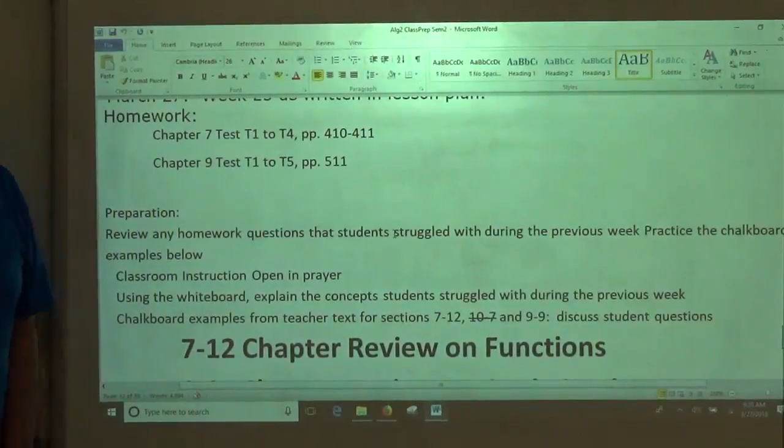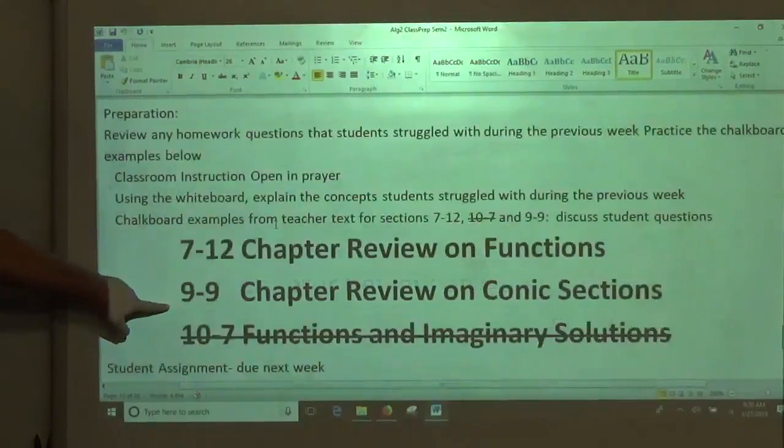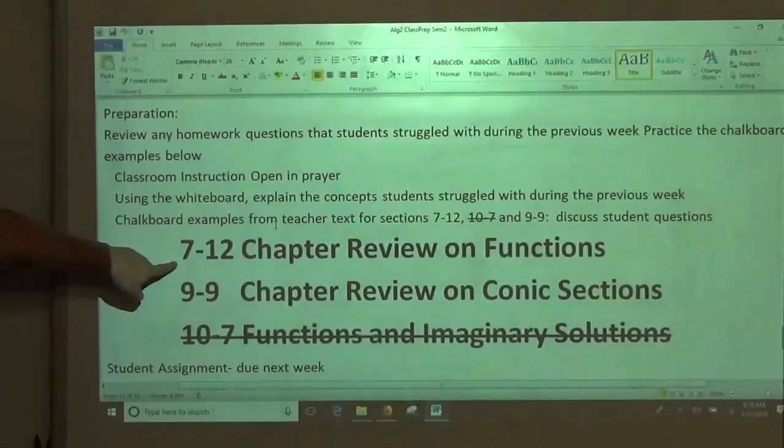Okay, so this is the new part. All right, and this was what I already had. This was the last piece of information that I gave you before we took the break, and that was to do the review on functions and the review on conic sections.